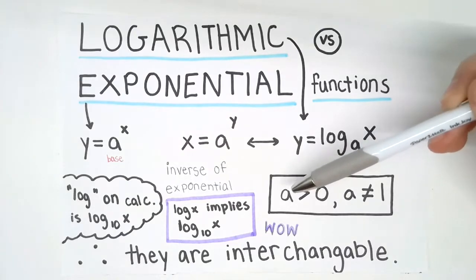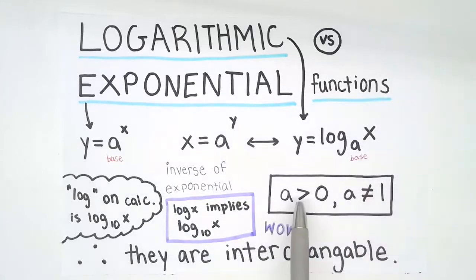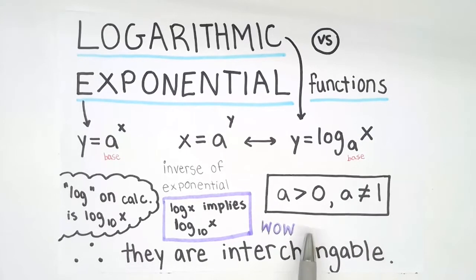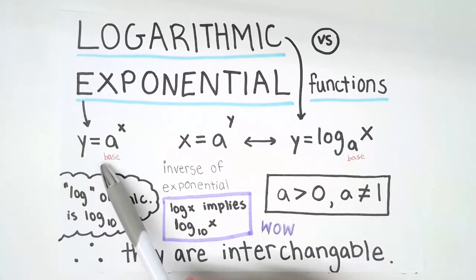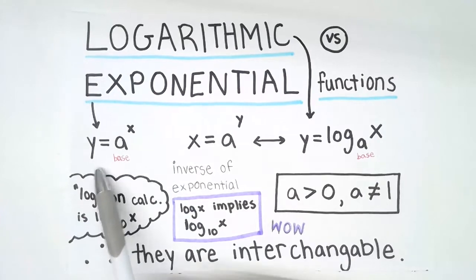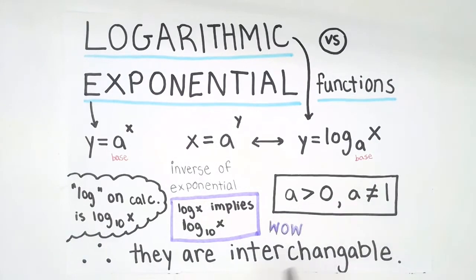The a that we're using as the base must be greater than 0 and not equal to 1. So a could be 2, 1/2, 4, any real number that follows these restrictions. And because they are inverse, and this equation is the inverse of this equation, you can interchange between the two and convert from an exponential function to a logarithmic function, or vice versa.